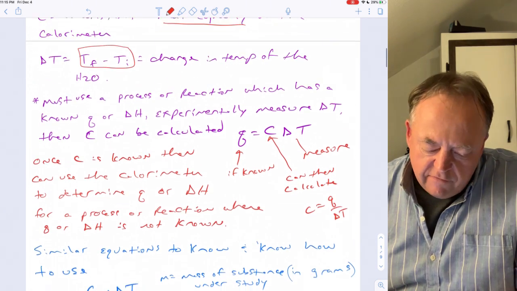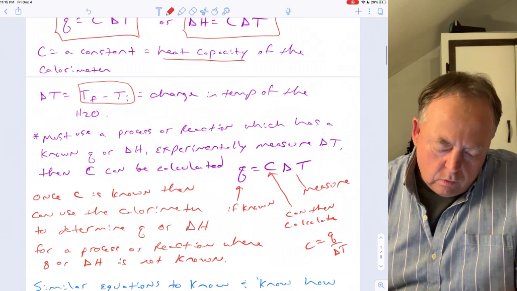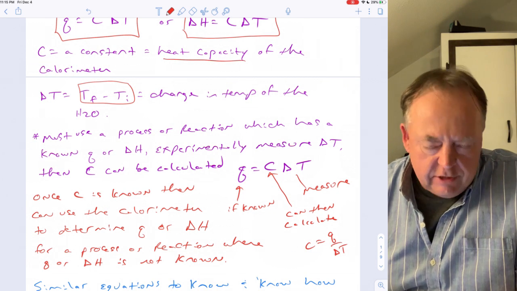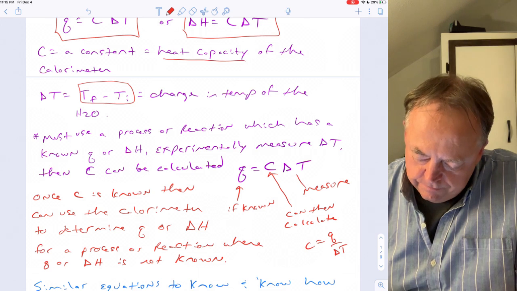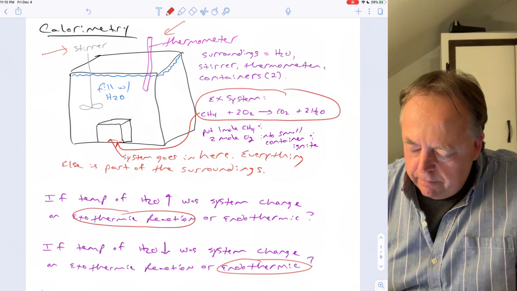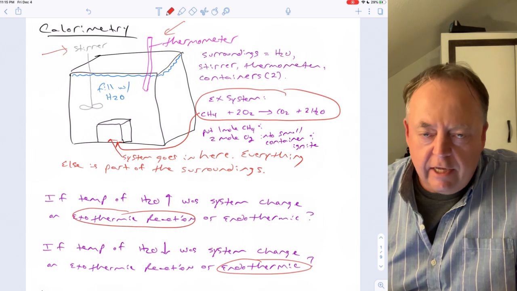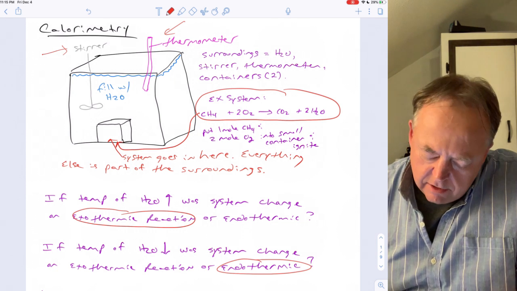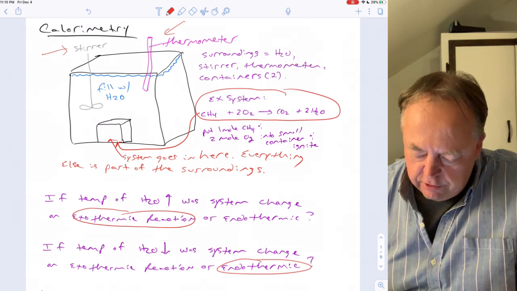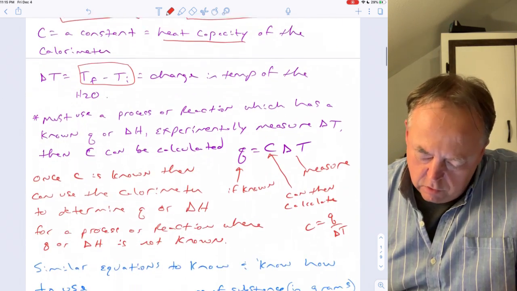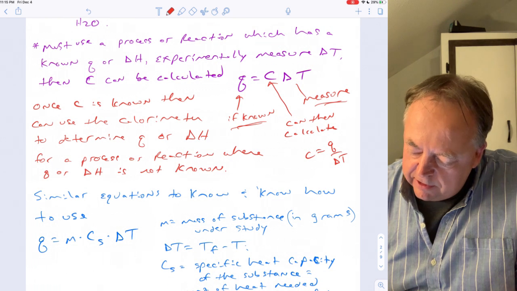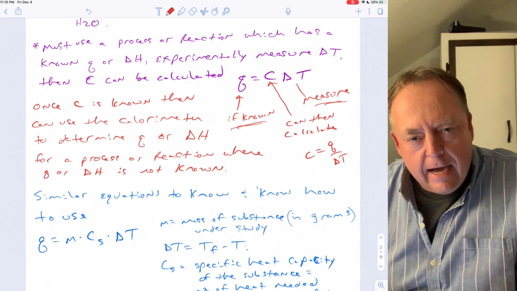Okay, so if you want to figure out what C is, one way to do that is you must use a process or a reaction where delta H or Q is already known. So if this chemical reaction, CH4 plus O2 to make CO2 and water, if delta H was known for that reaction, then you could do that reaction in the small container and measure the temperature difference. So if you know Q, and if you can experimentally measure T, then you can calculate C, right?